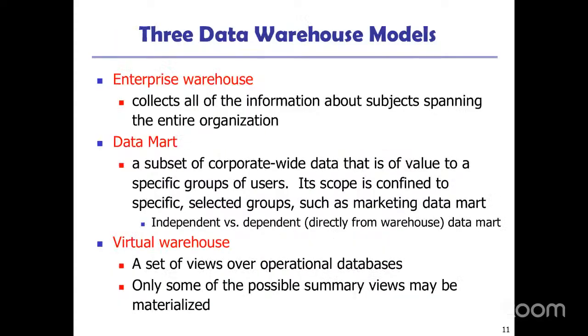There are three data warehouse models. How many types of data warehouses can we have? One is the enterprise data warehouse, second is the data mart, and the third is the virtual data warehouse. Enterprise collects all of the information about the subject spanning the entire organization. A data mart is a subset of corporate-wide data that is of value to a specific group of users. A virtual warehouse is a set of views over operational databases, physically not available. We can extract from different sources, from different places, logically.